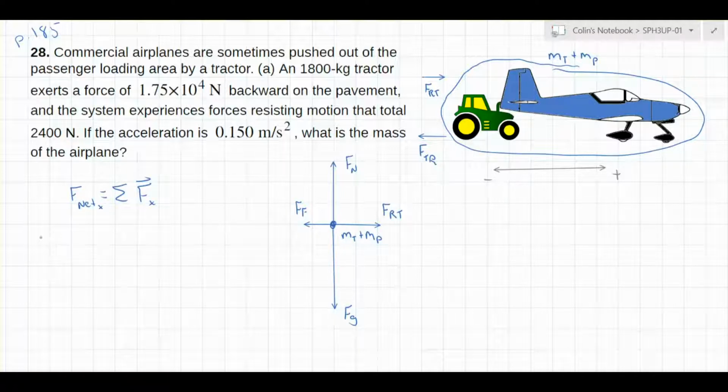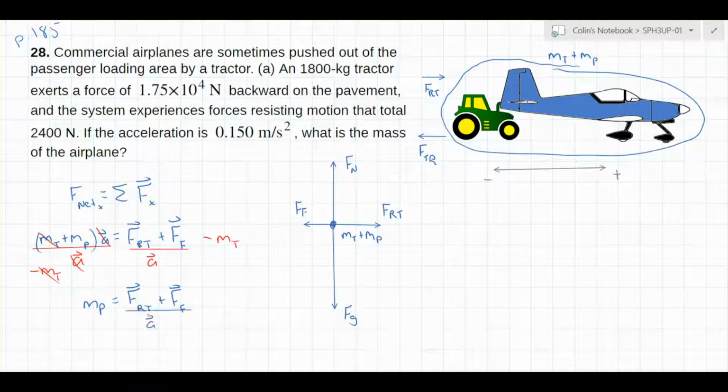Now the net force causes the masses of the tractor and the plane to accelerate, while the forces acting on the system are the force of the runway on the tractor and the friction opposing the motion. So let's isolate for the mass of the plane. First, we'll divide both sides of the equation by the acceleration. Then we'll subtract the known mass of the tractor from both sides.